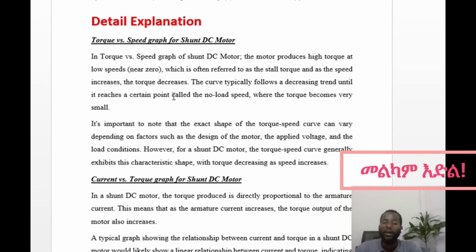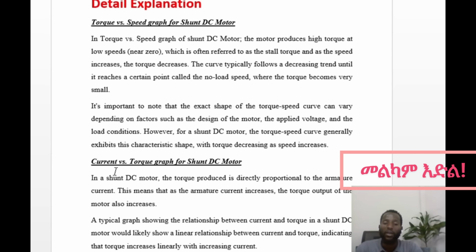When we see this current versus torque graph in a shunt DC motor, the torque produced is directly proportional to the armature current.